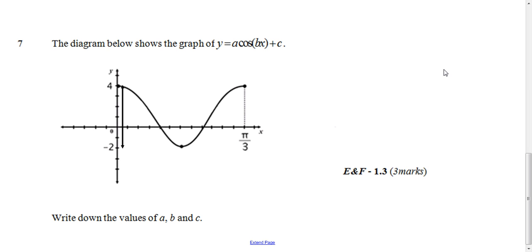Okay, so let's look at question 7 of the higher unit 1, specimen 2 NAB. The diagram below shows a graph of y equals a cos bx plus c. Write down the values of a, b and c.